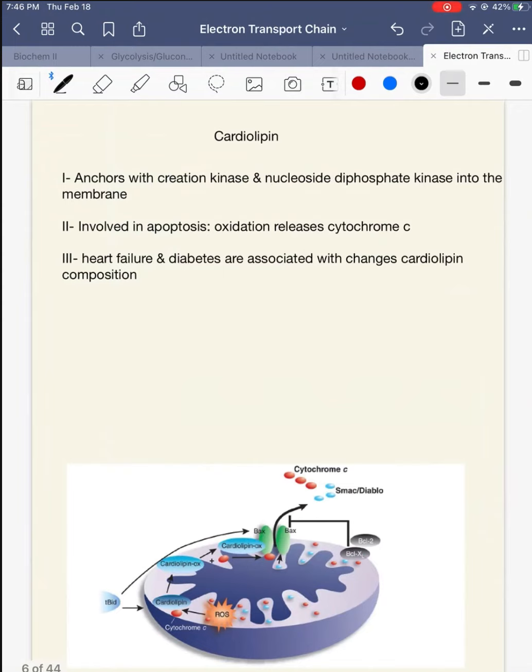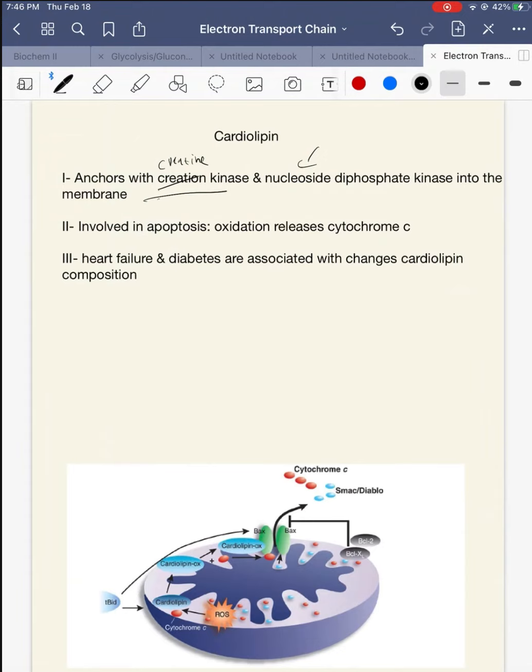Okay, so some specific things that it does. It anchors, this is supposed to say creatine, so it anchors creatine kinase and nucleoside diphosphate kinase into the membrane. This is involved in transferring like ATP, mainly ADP.